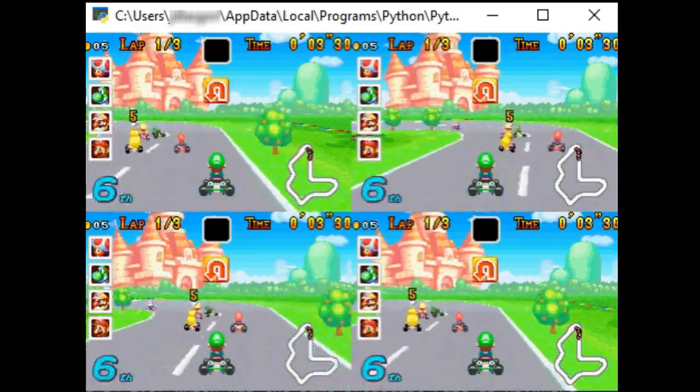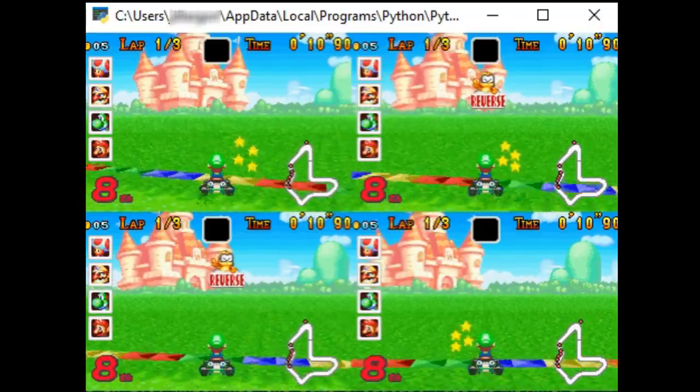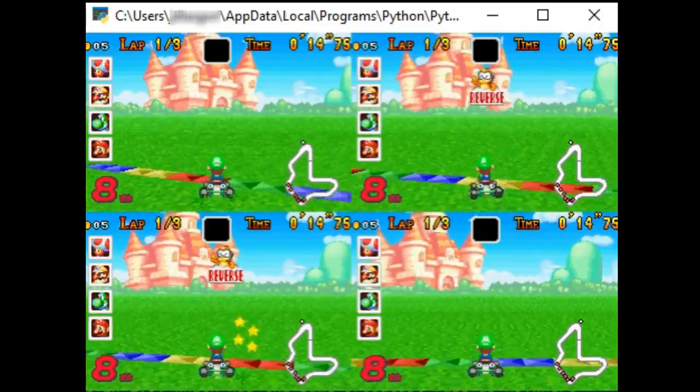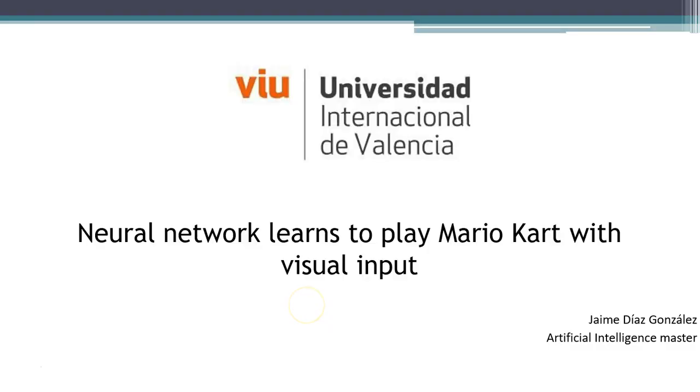How can a computer train itself to play Mario Kart? As you can see, our computer will need some help in order to not get blocked in the first 10 seconds. For my final master project, I had to achieve this objective by using artificial intelligence techniques. In this video, I'm going to explain it in an easy way to understand.